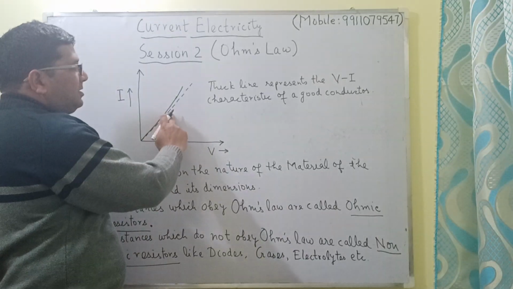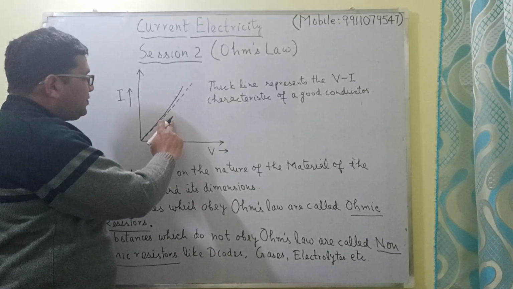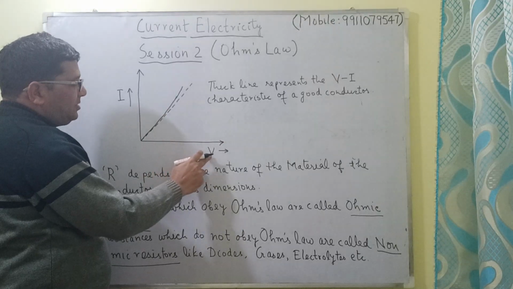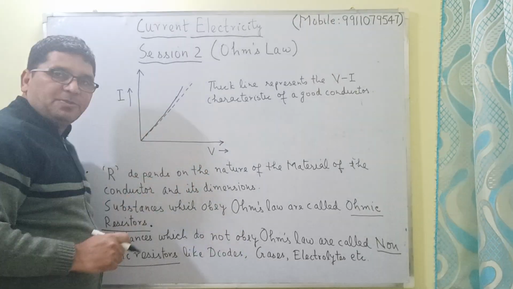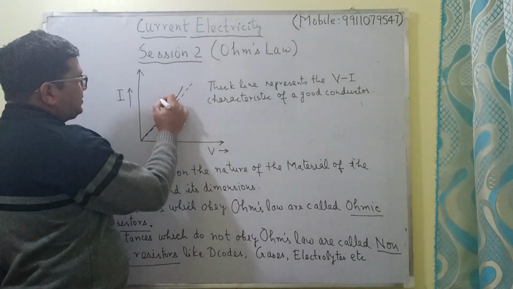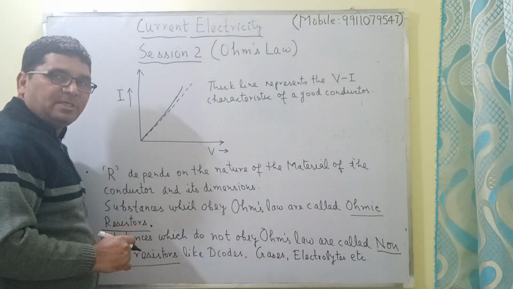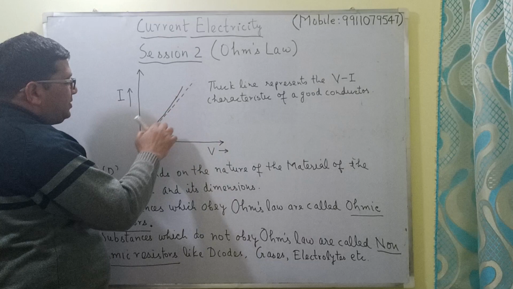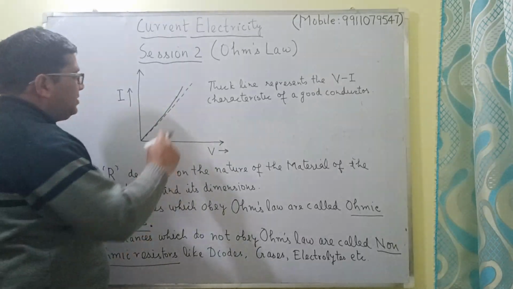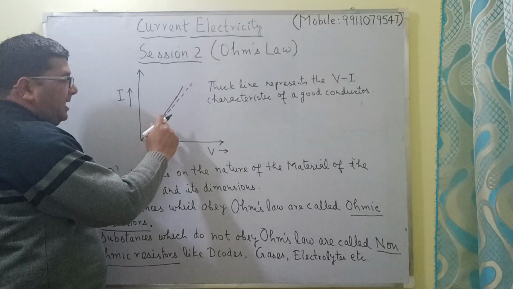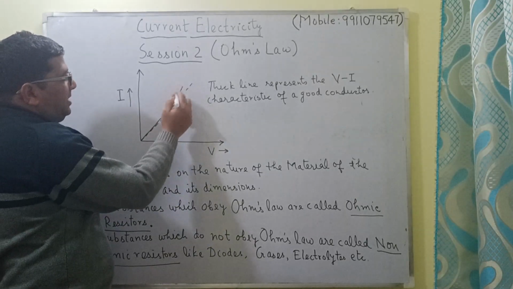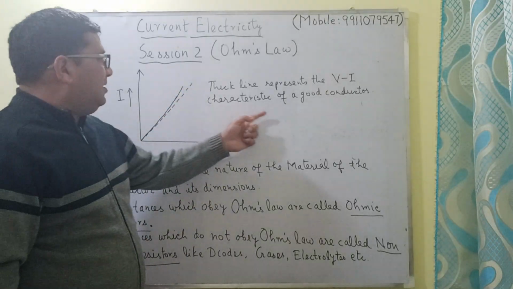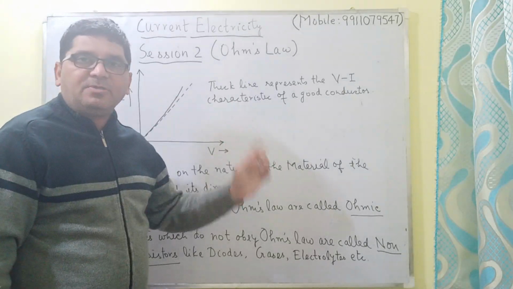This dotted line depicts Ohm's law. That is, this dotted line is showing that V is directly proportional to I. Now this thick line is the VI characteristic of a good conductor. Here it is almost following this dotted line. So if in this VI characteristic diagram the thick line is very close to this dotted line, then we can say that conductor is a very good conductor.